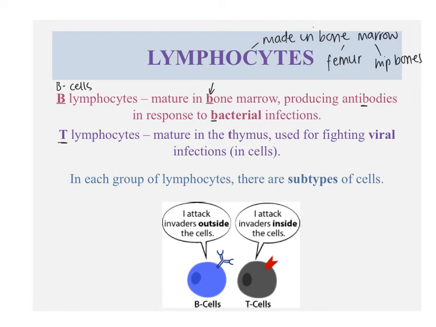However, T cells or T lymphocytes mature in the thymus, okay, near where the thyroid glands are, around the throat. And they're used for fighting viral infections. So they work inside cells. And unfortunately for you guys, you need to know that there are specific subtypes of each of those cells, which we're going to spend a little bit of time going over in a second.